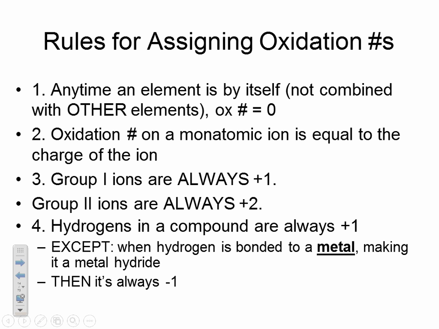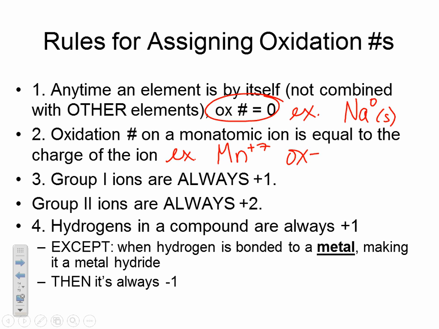So anytime an element is by itself, its oxidation number is 0. For example, if you just have sodium by itself and it's not bonded to anything, there's no charge written, its oxidation number is 0. Oxidation number of a monatomic ion is equal to the charge of the ion. So what do I mean by that? Well, if we had the manganese ion at a +7 charge, then the oxidation number for the manganese would be +7. The charge that's here is just the oxidation number.